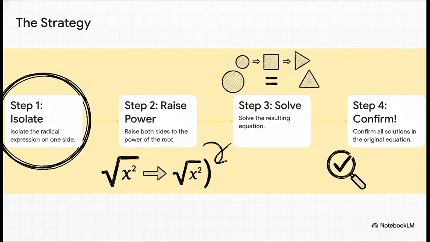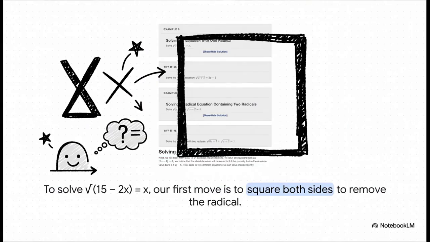Are you starting to see a pattern here? Just like before, our strategy is to isolate the part that's causing all the trouble, in this case, the radical, and then we hit it with its inverse operation. For a square root, that means squaring both sides. And here's that strategy playing out. By squaring both sides, the radical on the left just vanishes, and what are we left with? A much friendlier quadratic equation. And we already know exactly how to solve those.